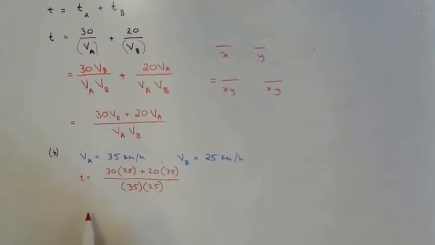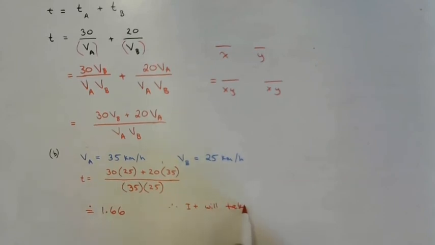And if we carefully put that into our calculator, you end up with 1.66. What does that mean? T equals 1.66. Well, our measurements are in kilometers per hour. So it's going to take them 1.66 hours to complete this race. Therefore, it will take the team 1.66 hours.